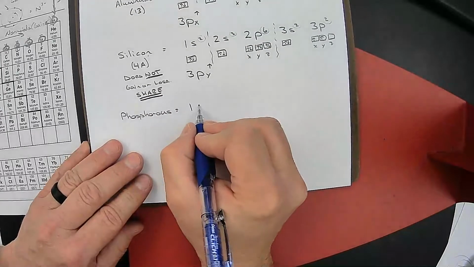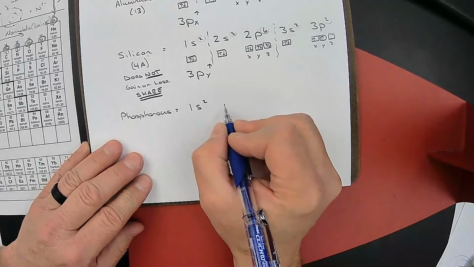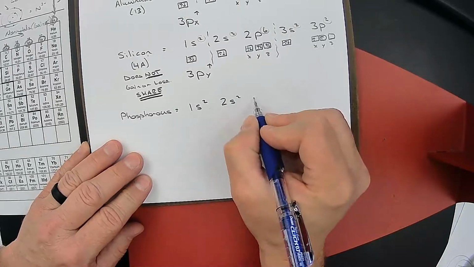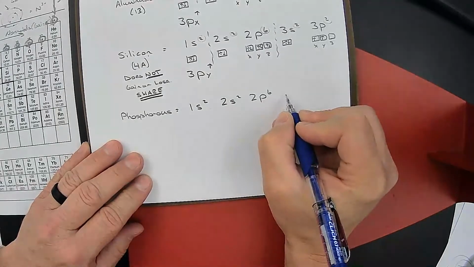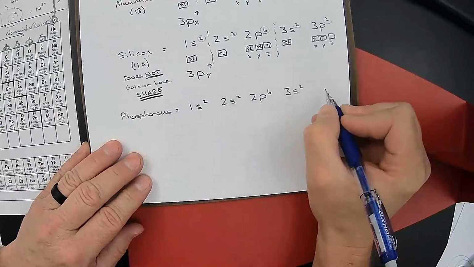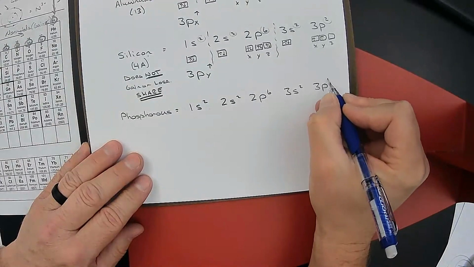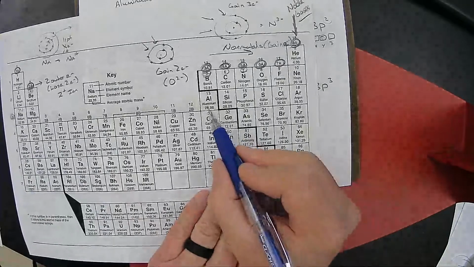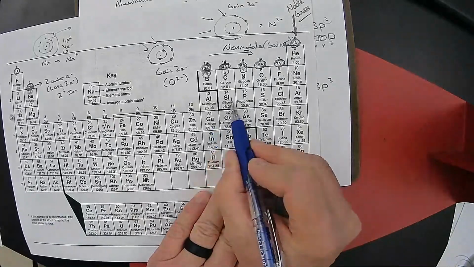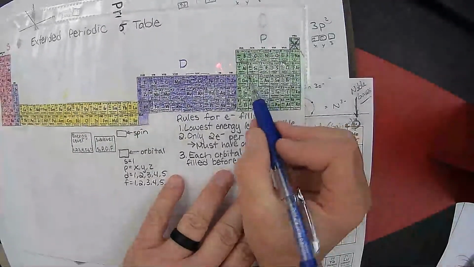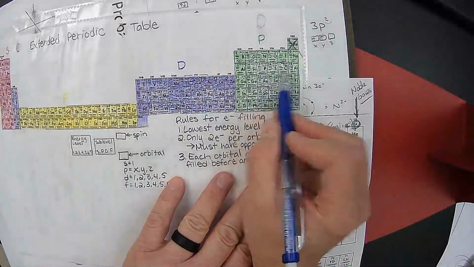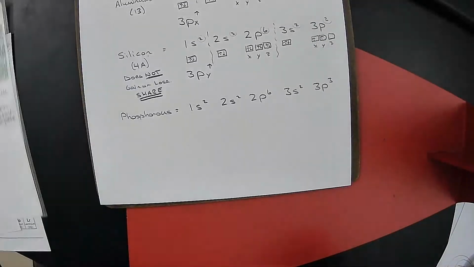We're going to go through 1s2, 2s2, 2p6, 3s2, 3p3. It's the third one over in the p, 1, 2, 3. In this p section, 1, 2, and 3 in row number 3.